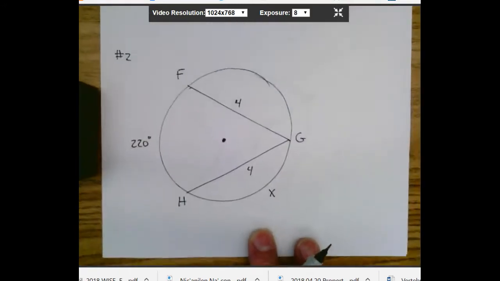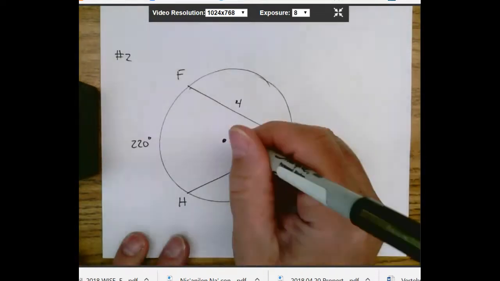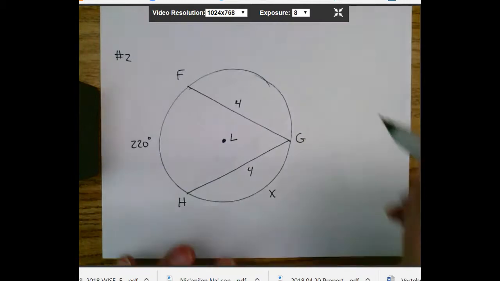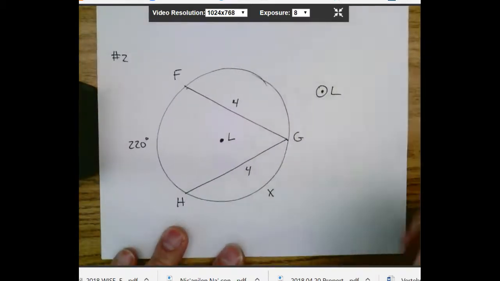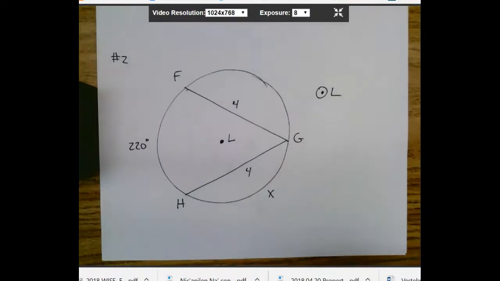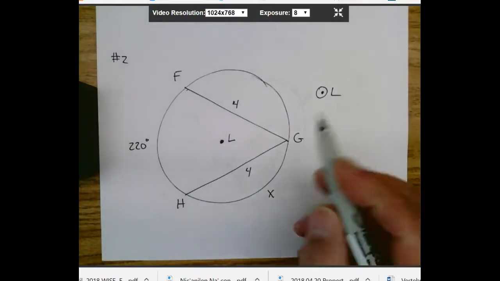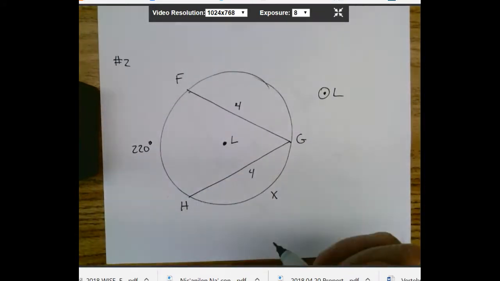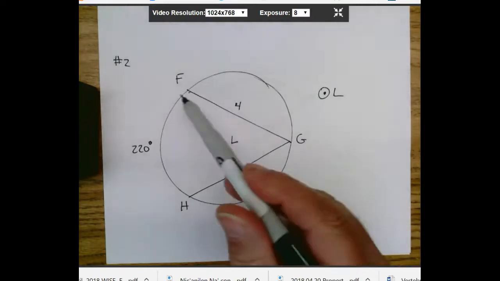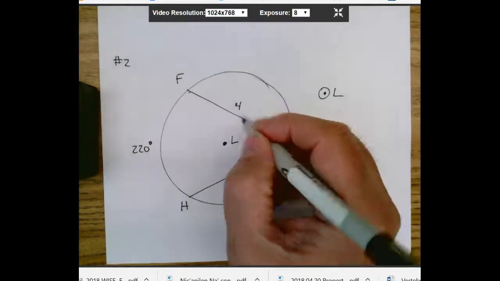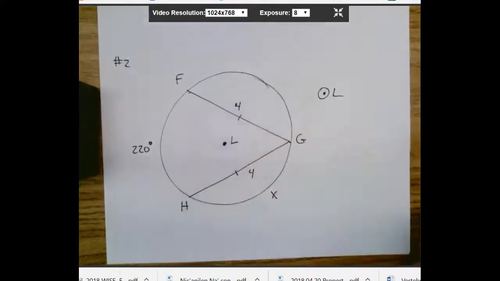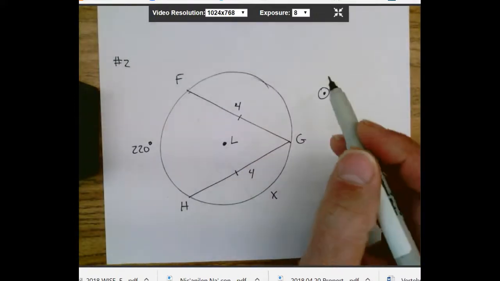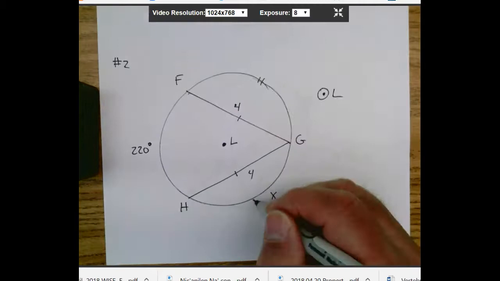It's one example of a problem you might find. Another one you might find, this is number 2. We have this circle here, and we'll call this L, circle L. And it gives us this chord FG, and it's equal to 4. And we have chord HG, it's equal to 4. And it wants to know what x is, and it also gives this 220 degree angle here as well. Well, what we can see is FG and HG are the same length, so we can say that these chords are congruent. What that also means is these arcs are congruent as well.